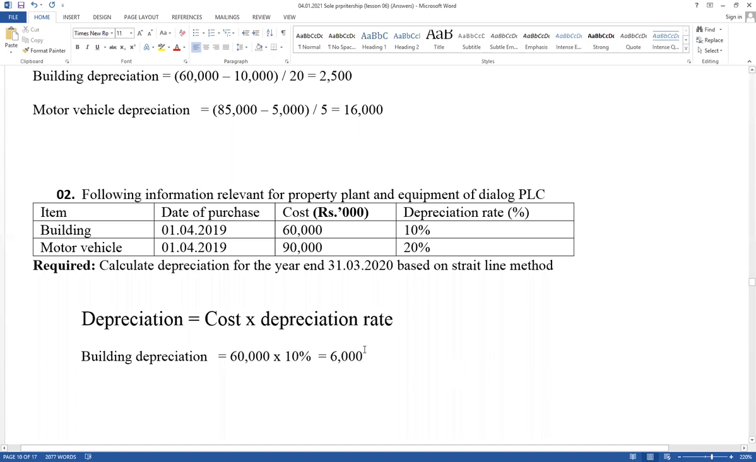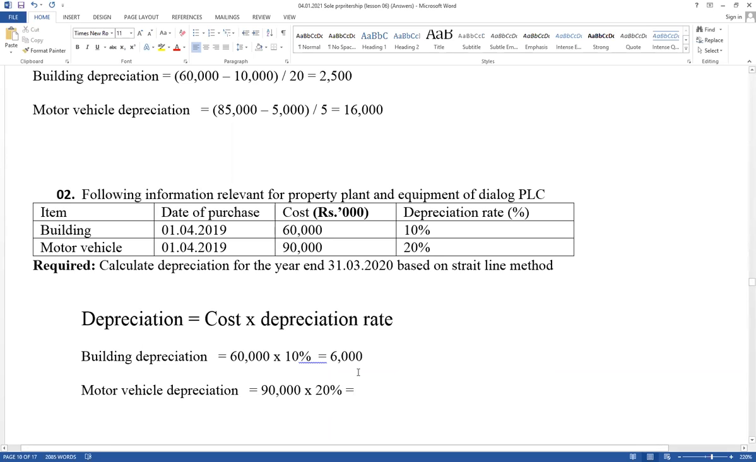Also straight line basis, second equation. And motor vehicle depreciation. Motor vehicle depreciation. Cost value is given 90,000, but given percentage 20%. Think about, I am going to discuss straight line basis. Into percentage, which is given 20%.